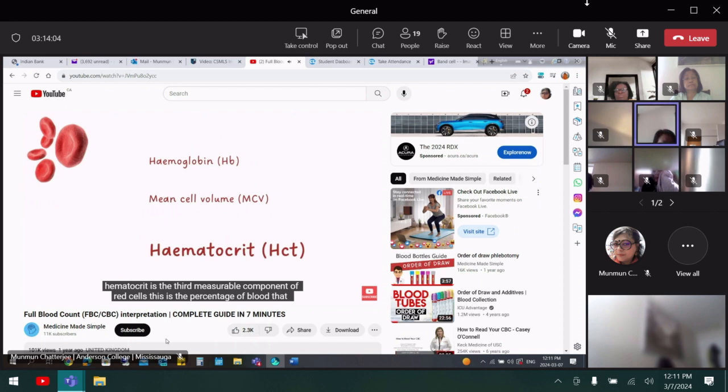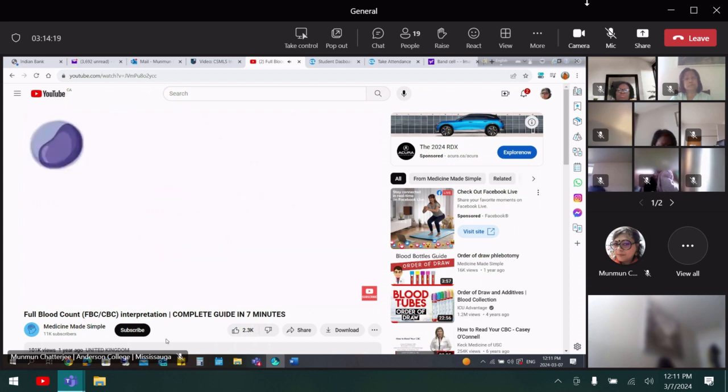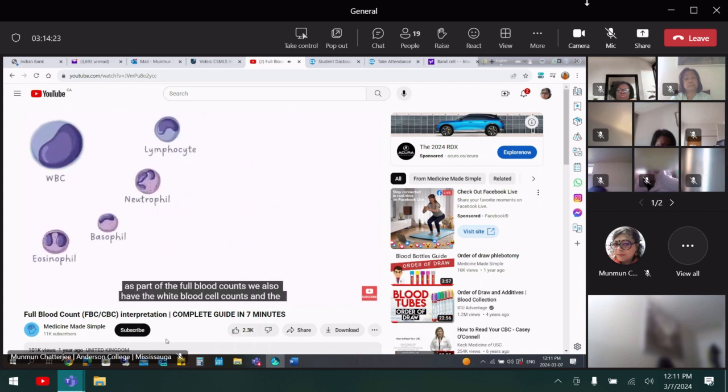Hematocrit is the third measurable component of red cells. This is the percentage of blood that is made up of red blood cells. It generally follows the same trend as hemoglobin. It can either be affected by the number of red blood cells or the volume of blood plasma. As part of the full blood count, we also have the white blood cell count and the white cell differential, made up of specific cells that make up the total white cell count.